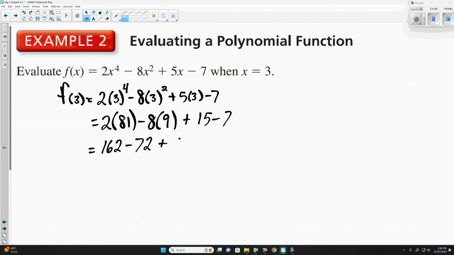15 minus 7 is 8. 162 minus 72 is 90. And 90 plus 8 is 98. So if we evaluate this function, when x is 3, we get 98.